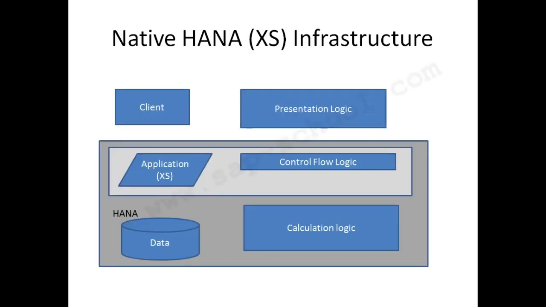As you can see here, this is the native HANA XS, which is the extra small or extended services infrastructure. As we can see, the calculation logic is done in the database here, the control flow logic is done in the XS application layer, and the presentation logic is usually done in the client, because of the way modern laptops and smartphones work.